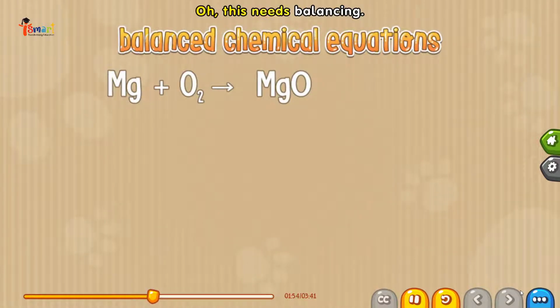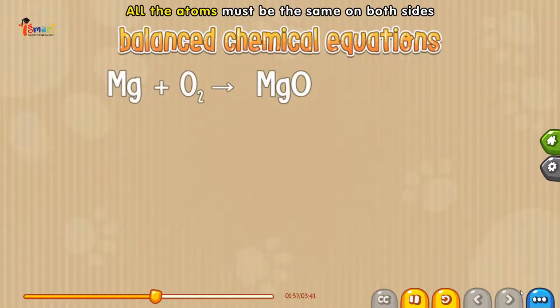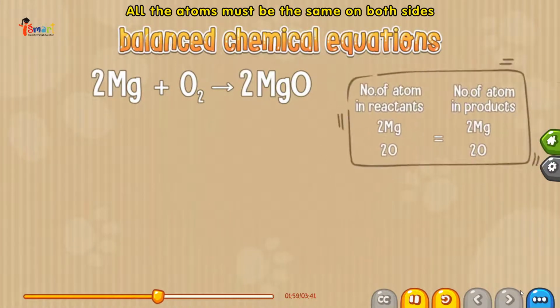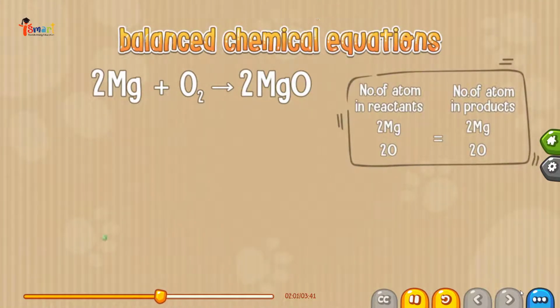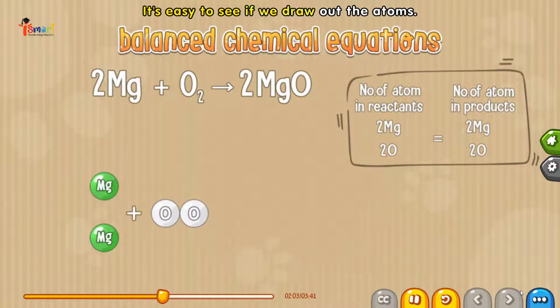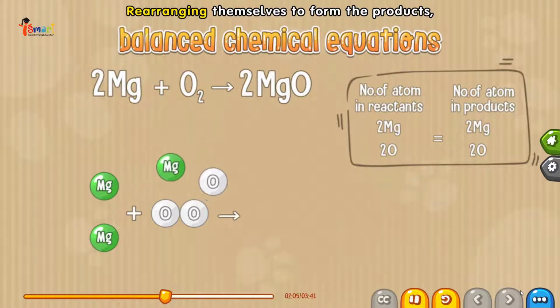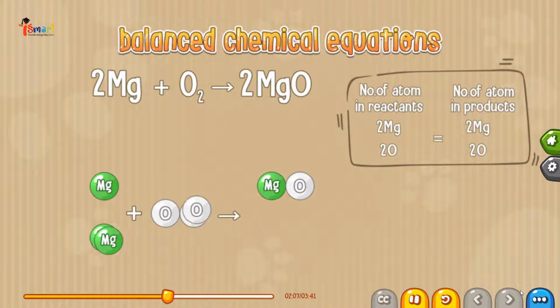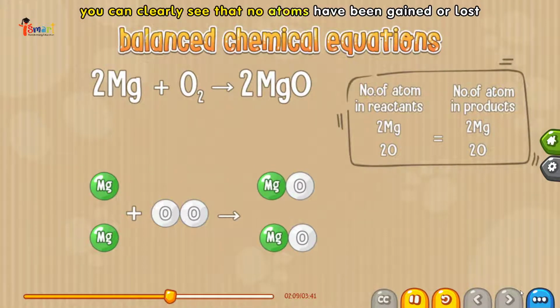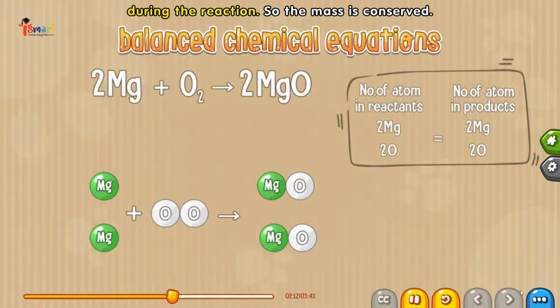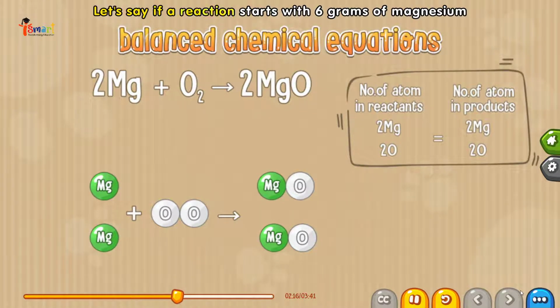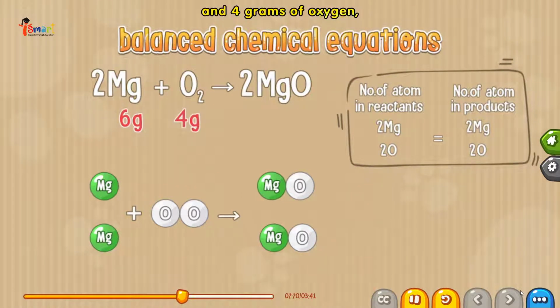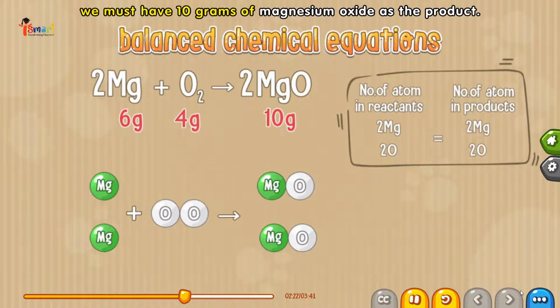Oh, this needs balancing. All the atoms must be the same on both sides of the chemical equation. It's easy to see if we draw out the atoms. Rearranging themselves to form the products, you can clearly see that no atoms have been gained or lost during the reaction, so the mass is conserved. Let's say a reaction starts with 6 grams of magnesium and 4 grams of oxygen. We must have 10 grams of magnesium oxide as the product.